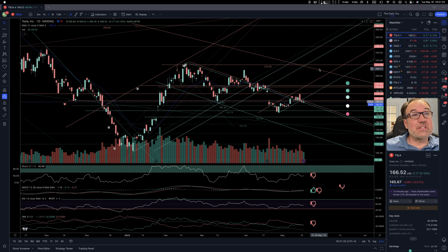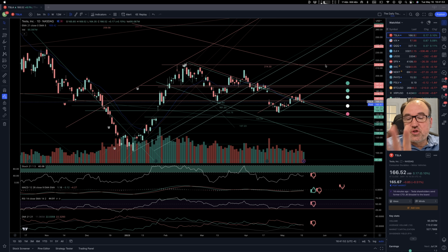So Tesla is up 17 cents. That's 0.1%, closed at 166.52. Post market, we seem to be down by 80, 90 cents. This is dropping pretty fast right now. So we are at 4:41 p.m. and Tesla is actually doing its shareholder meeting as we speak. The stock price is being influenced a little bit after the close.